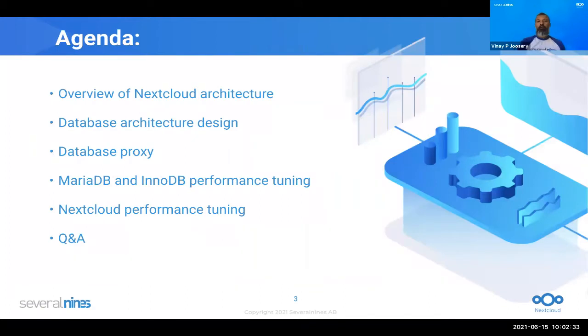So this is the agenda. We'll talk about the Nextcloud architecture, which Björn will cover, and then we'll talk about the database architecture design. Then we'll look into the proxy, which Ashraf will go deep into. MariaDB performance, InnoDB performance tuning, even the Nextcloud application performance tuning, and at the end we will have collected your questions, and hopefully we'll be able to answer them. We expect to finish just a few minutes before 11 a.m. Central European time.